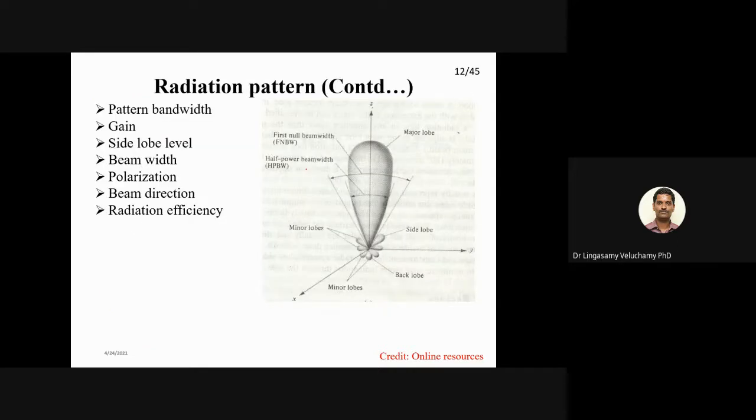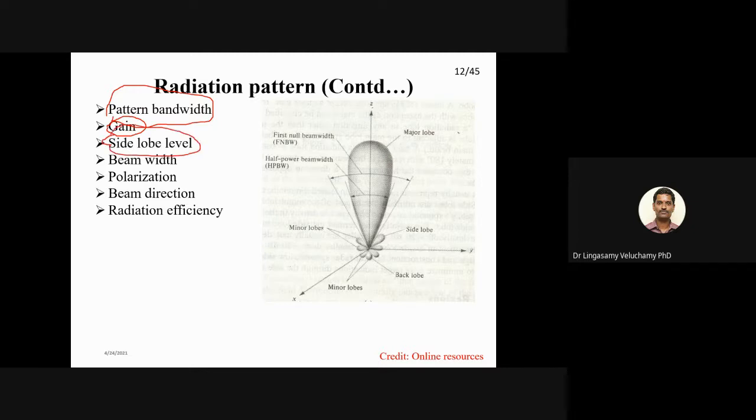Next, from the radiation pattern, what can we get? One is pattern bandwidth, which is nothing but over what range of frequency I'm getting similar radiation patterns. That is called pattern bandwidth. Next is gain. It is a derived parameter. Based on the radiation pattern, we can integrate the value and then find out the gain. There are formulas available. Next is side lobe level.